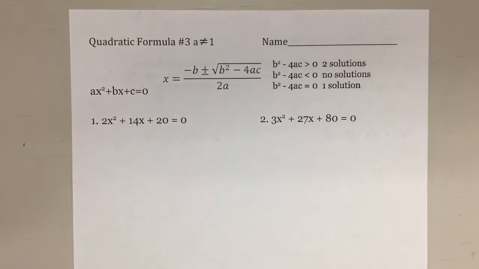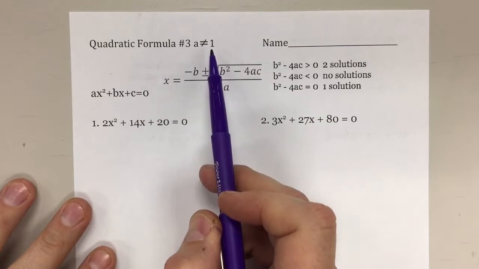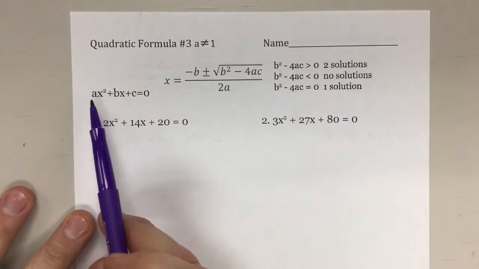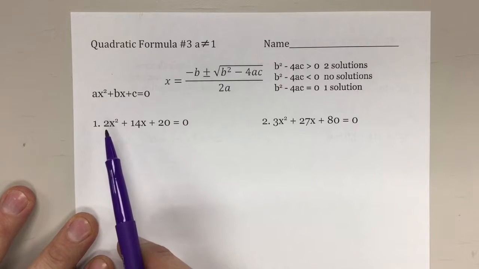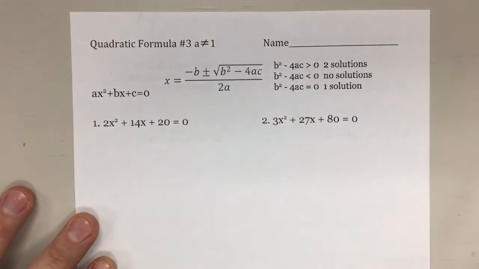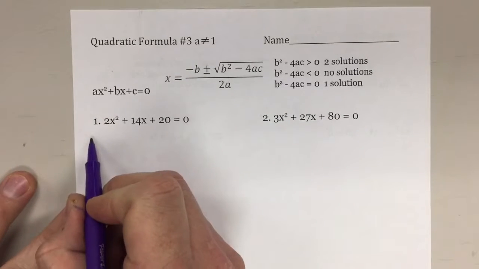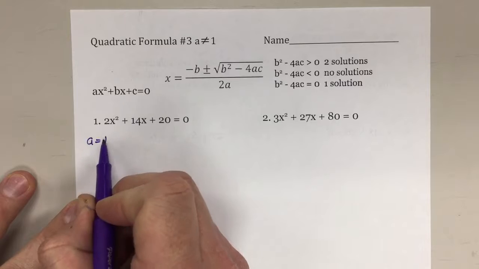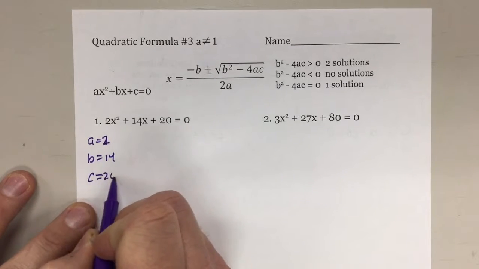All right, quadratic formula, day number 3. What is special about today is that the a is not just going to be 1. For the first 2 days, the number in front of x squared has always been 1, okay? Today, it's not going to be 1, so you're going to be dealing with an a that's not greater than 1, less than 1, etc. So I would start out with writing a, b, c. So a in this case is 2, b is 14, c is 20.